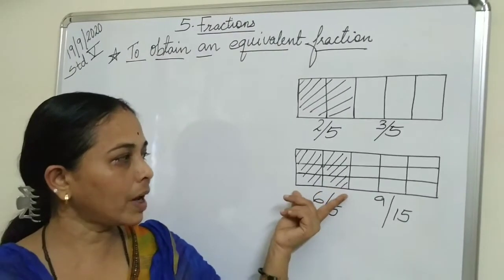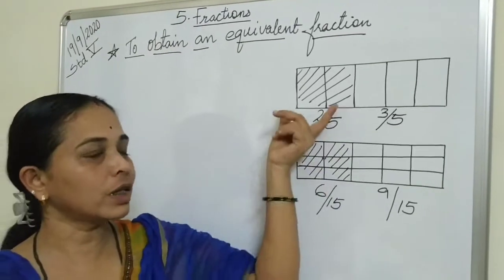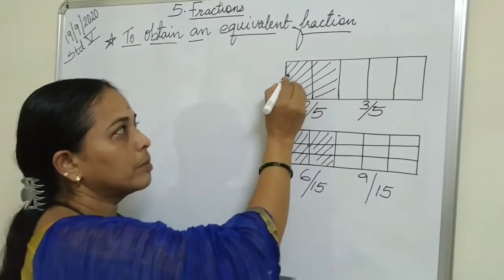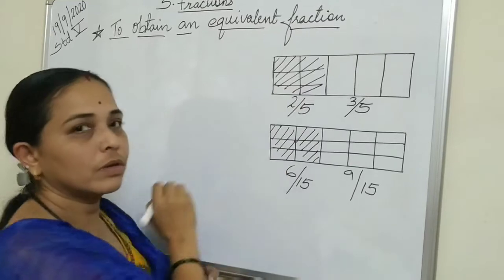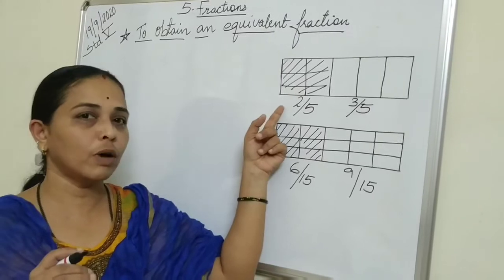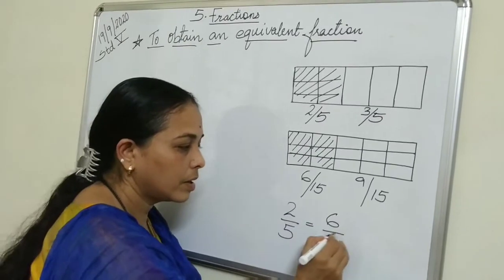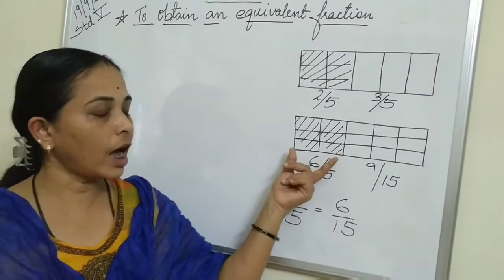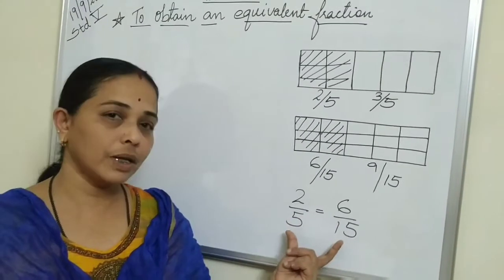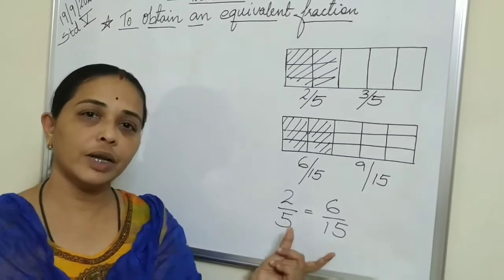Now compare these 6 out of 15 and 2 out of 5. Can you see these two things are the same? What your sister did, she made pieces of this. That means 2 upon 5 and 6 upon 15 are equal. You could see they have equal value. So what has been done? Only parts are made. Parts are being cut. So these 2 upon 5 and 6 upon 15, we call them equivalent fractions.